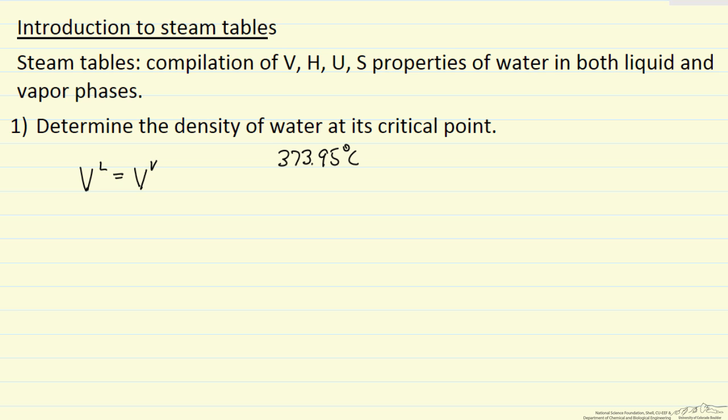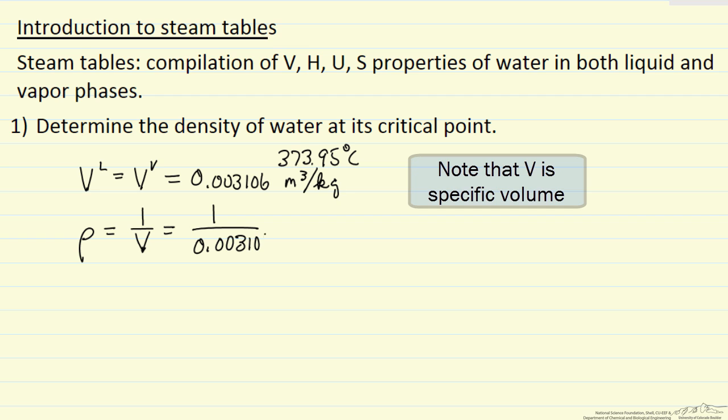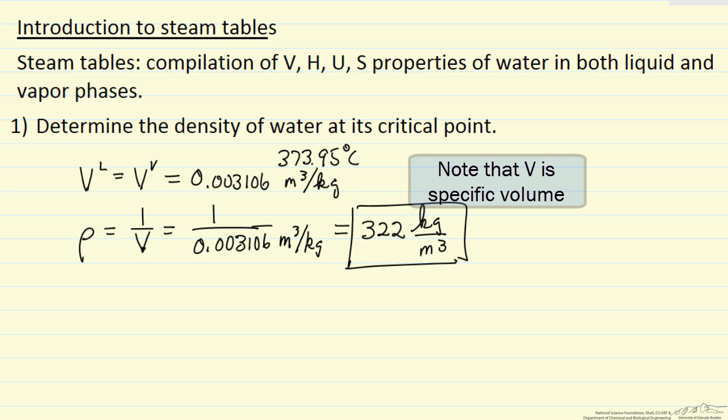373.95 degrees C, and that volume is... we're interested in the density, which is 1 over the volume. And so 1 over this value. So I'll write 3 significant figures. So density of water at its critical point.